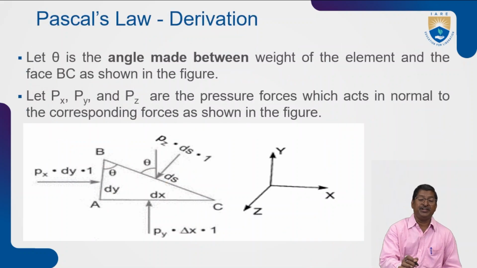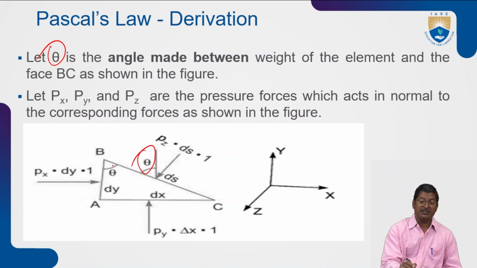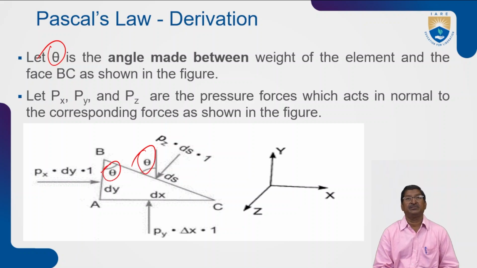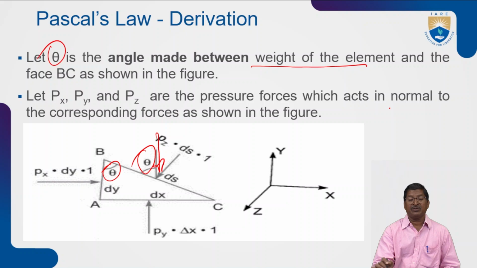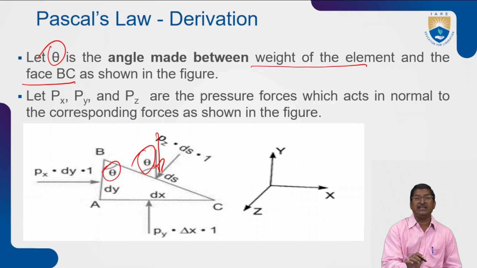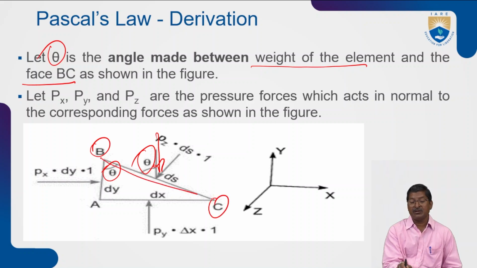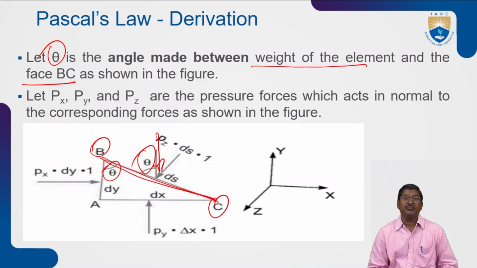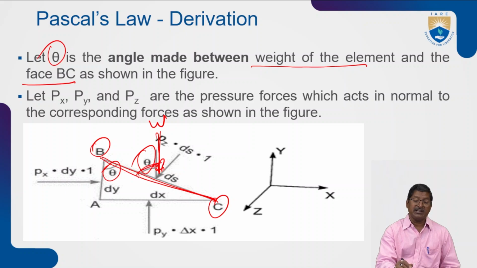You can see here theta. So what is the theta here? You can observe here, this is the theta. This is also a theta. So the angle made between the weight of the element, so this is the weight, okay, the weight of the element and the face BC. Where is the face BC? This is B, this is C. So this face is BC. And this is the weight W in the vertical direction. So this is the angle theta.